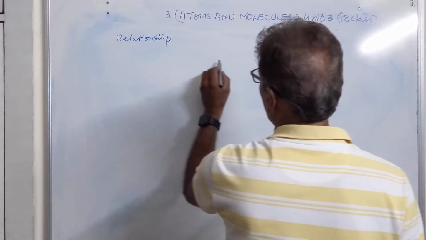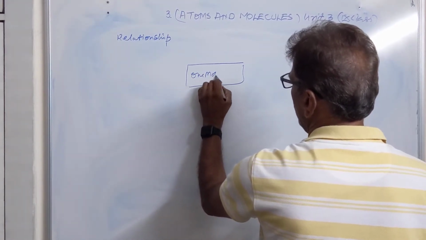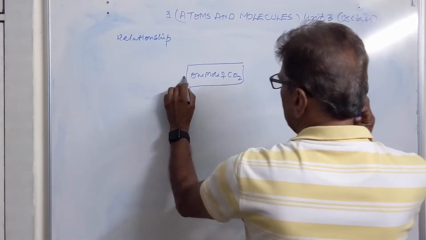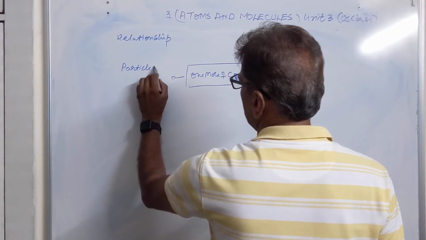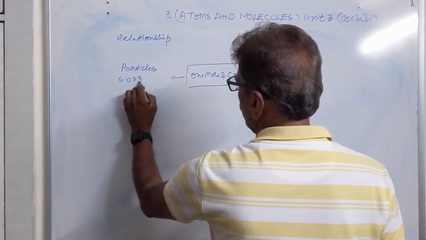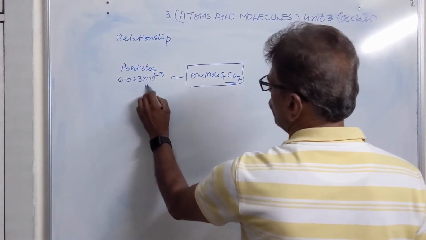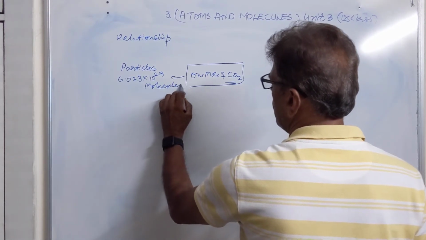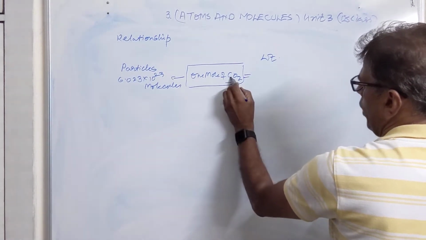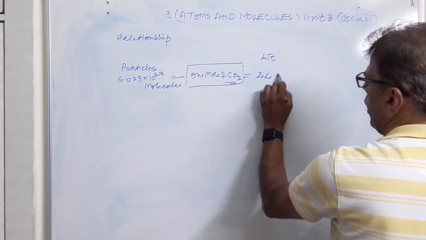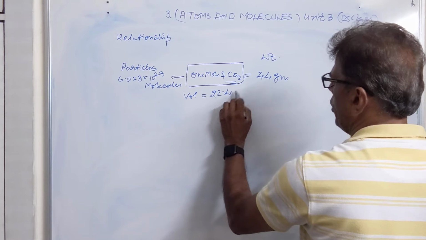For this, we have to choose 1 mole of gas. We take 1 mole of CO2. It is equal to the particle concept if we are dealing with it. It contains 6.023 into 10 raised to power 23 molecules. So molecules will be this number. Then in case of weight, it will be equal to 12 plus 32, which is 44 gram. And in terms of volume, it will be equal to 22.4 liters of volume.